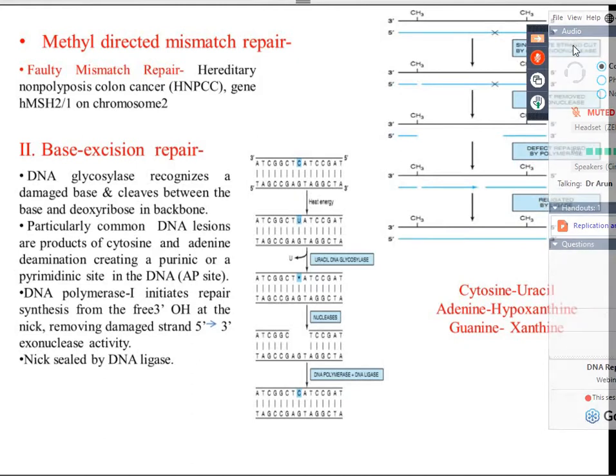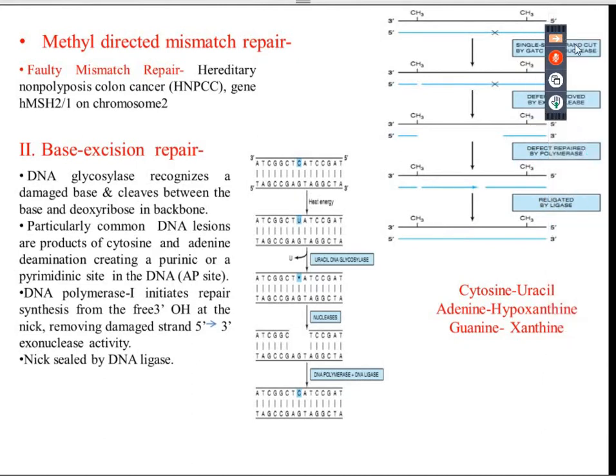This is a wrong pair, and it has to be removed. How will it be removed? First of all, at the GATC sequence, the parent strand is methylated at one or more positions. Fine. There will be a GATC endonuclease enzyme which will form a cut near the mismatch site. Now this cut will be carried out by an endonuclease enzyme. You know, endonuclease will cleave the DNA molecule within the molecule.